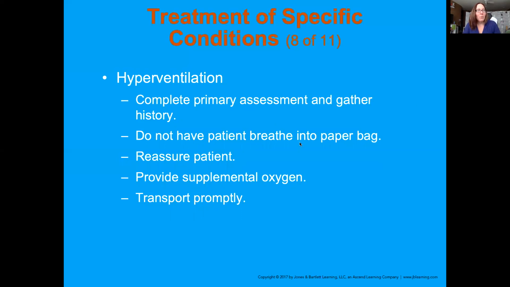Hyperventilation, so we're gonna do our primary assessment again with all of our patients. Don't have them breathe into a paper bag. They might have had them doing that before you get on the scene. Yeah, they're rebreathing their carbon dioxide, but they're also making themselves hypoxic.